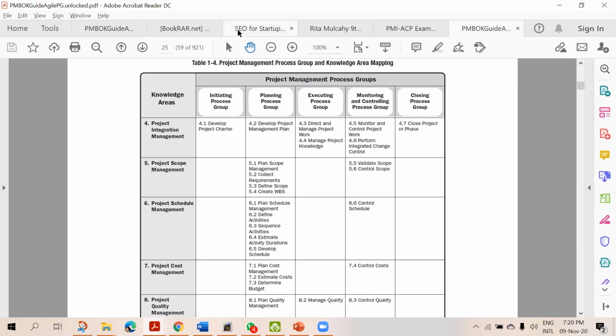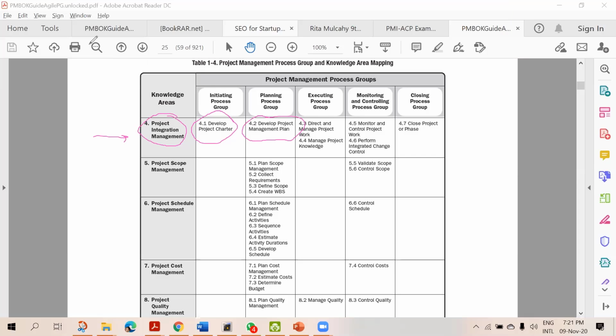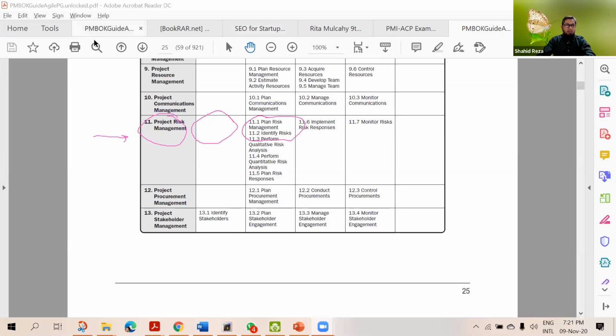But what I will do, for the first 1, 2 classes from now, I will not follow the chapters. Though as per the sequence, I should start chapter 4, that I will do today. But I will follow this process, the initiating process. That means I will start project integration management. And today I will cover develop project charter and some part of develop project management plan. All right. Then I will come straight here, vertically. Hello?